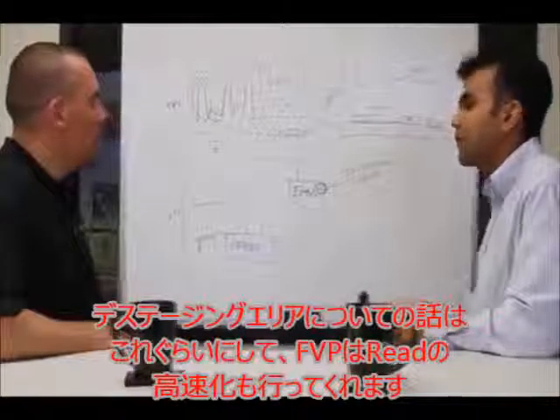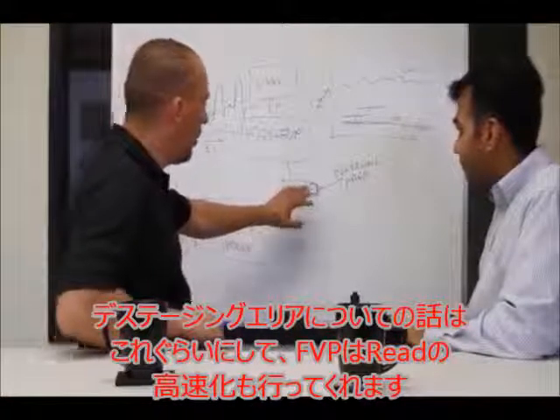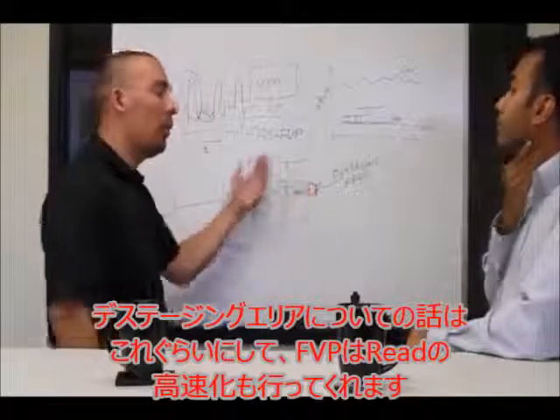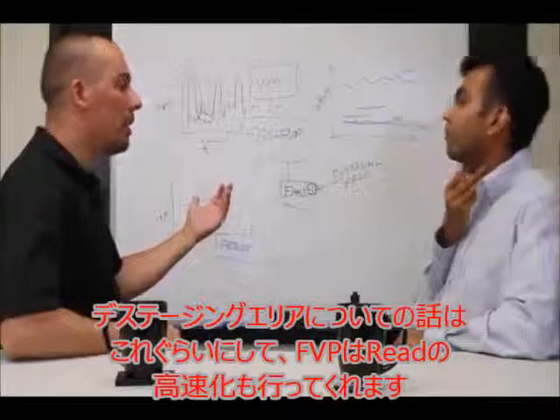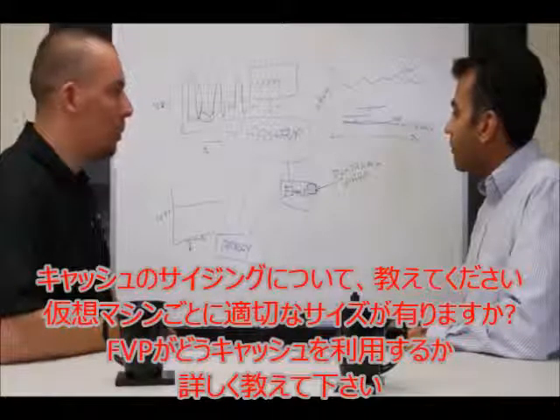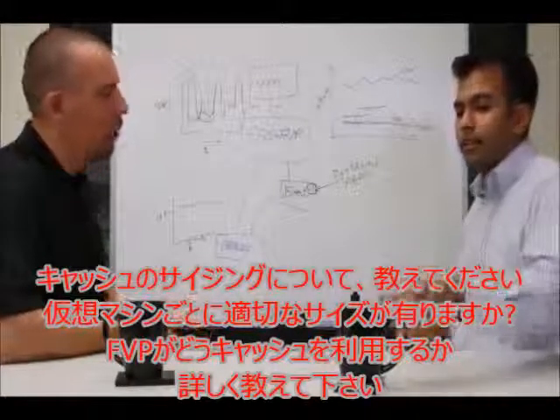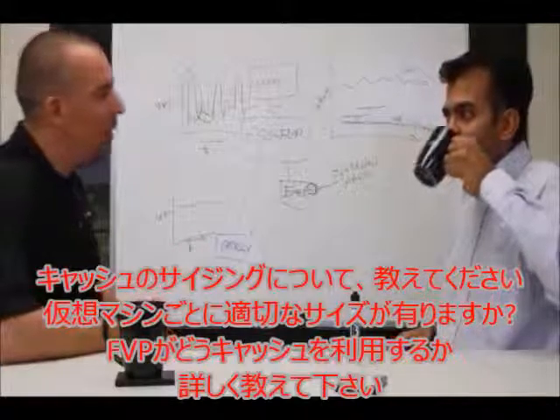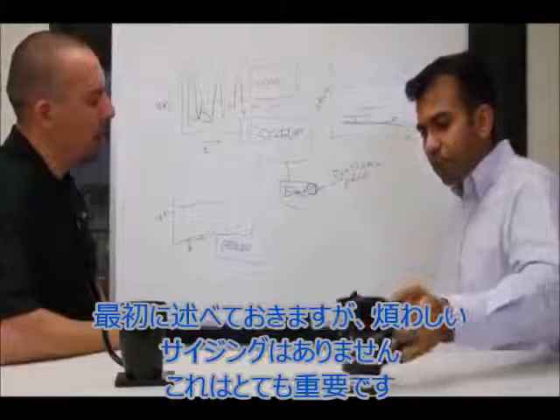Okay. So we talked a lot about destaging area, and these are writes, but we also accelerate reads. So what about the sizing of the cache? Do we need to set any sizing per virtual machine, or can you tell me a little bit more on how FVP does this? Sure.